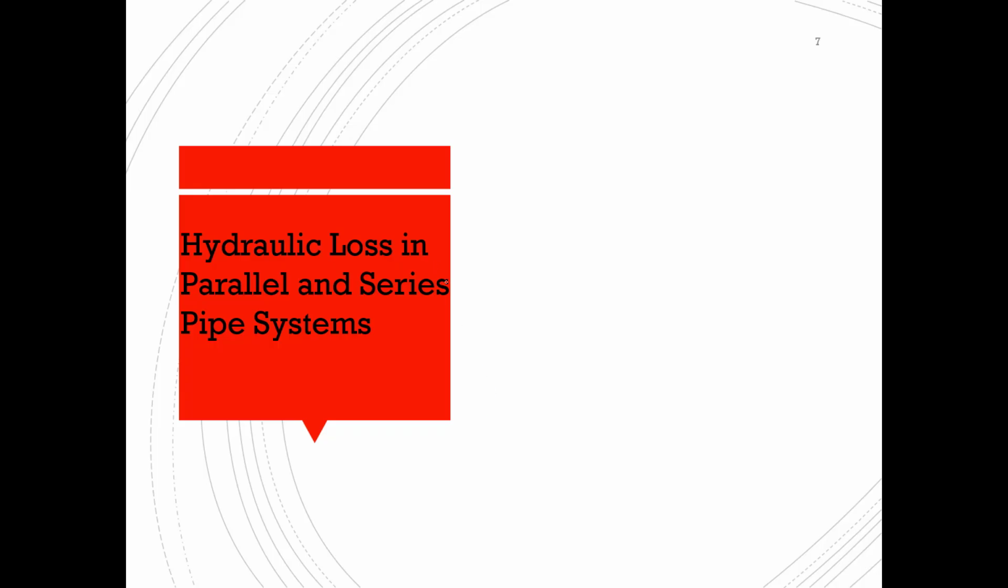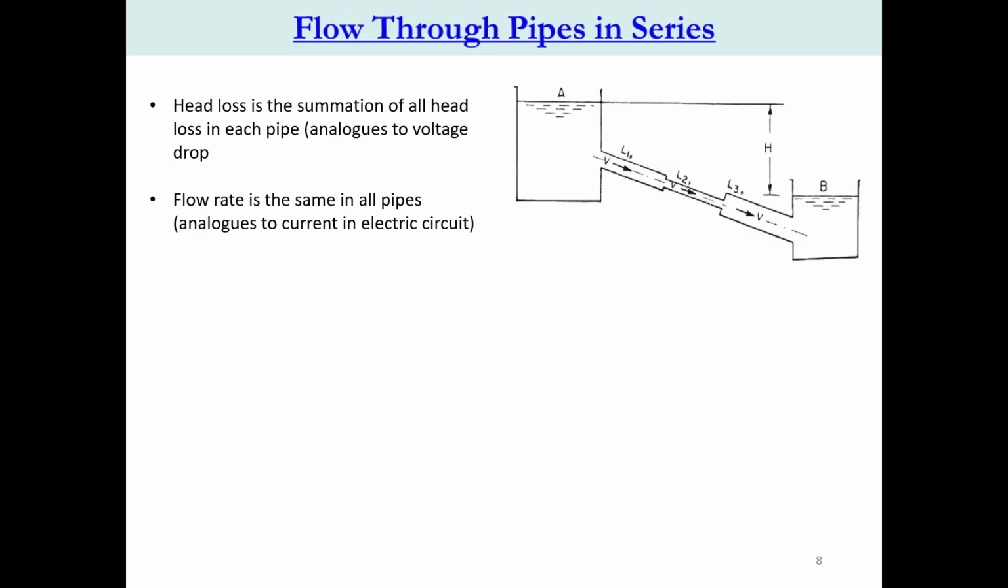But before we do that example, let's look into the general explanation for the difference in head loss between series and parallel systems. So first, what do we mean by a series system? For example, if we look into this schematic here, we have two tanks connected through a series of pipes. They have different diameters, therefore we have L1, L2, L3. So we have pipe number 1, pipe number 2 in the middle, and then pipe number 3. These pipes are connected in series.